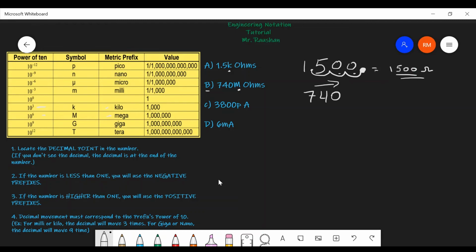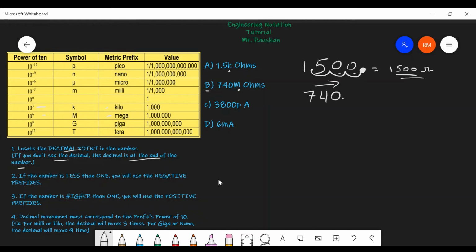Okay. Now, where is the decimal here in this number 740 mega? Is it before the 7? Between the 7 and the 4? Is it between the 4 and the 0? Can you see the decimal? Well, you know what the rule says. If you cannot see the decimal point, the decimal point must be at the end of the number. So, the decimal point is here. Boom. This is where we must start the conversion process. Locate the decimal point, then start the conversion process.